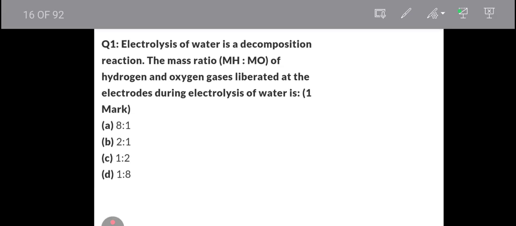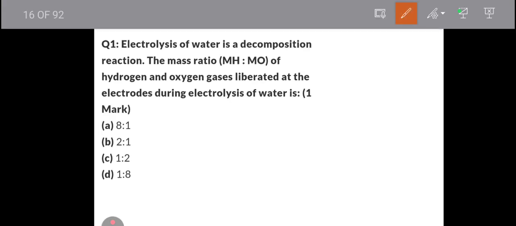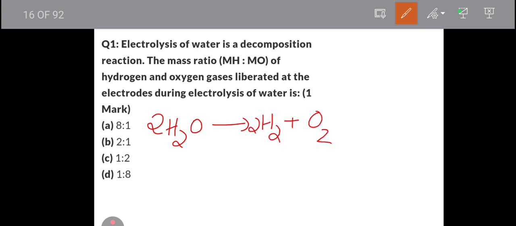The next question is, electrolysis of water is a decomposition reaction. You have to find the mass ratio of hydrogen to oxygen. For that, first you have to write the balanced chemical equation. The balanced chemical equation can be written as 2H2O gives 2H2 plus O2. We know the mass of hydrogen is 1 and the mass of oxygen is 16. Here altogether you have 4 hydrogens, 2 into 2, 4. Here you have 2 oxygens. So 4 and 2. Got it?